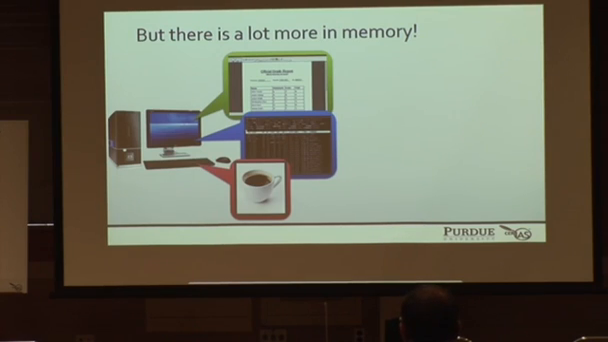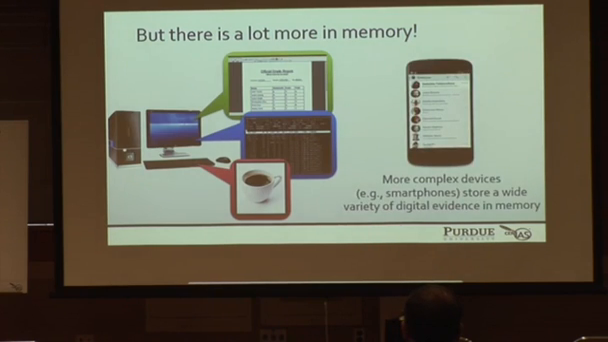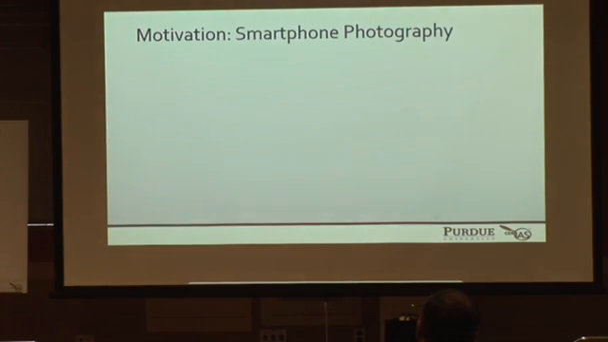But that's just the tip of the iceberg for what's in memory, especially when we start thinking about more complex devices, such as smartphones, that have a wide array of onboard devices that are constantly generating evidence being pushed into the memory of these smartphones. And so one thing that immediately comes to mind is smartphone photography. I'm sure almost everyone in the room has used their smartphone to take pictures. It's the most common use of smartphones other than communication.